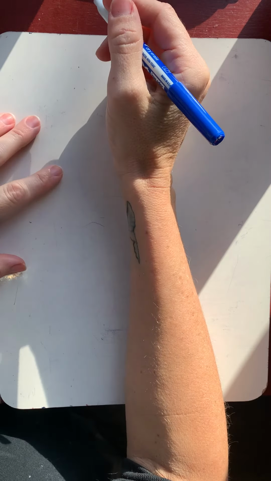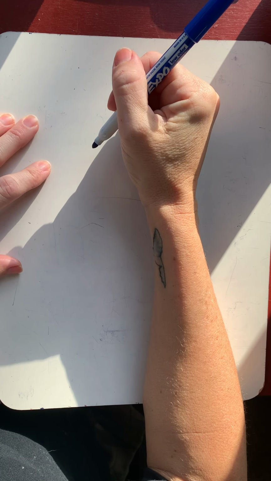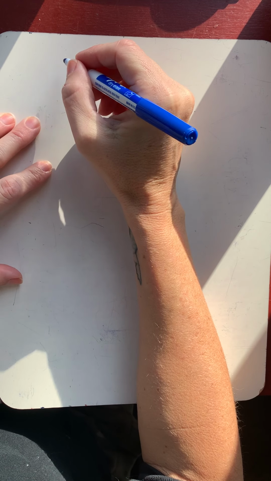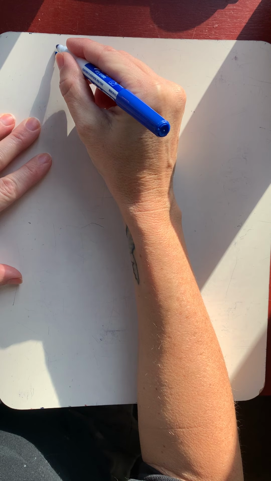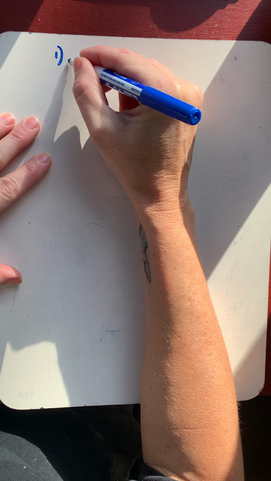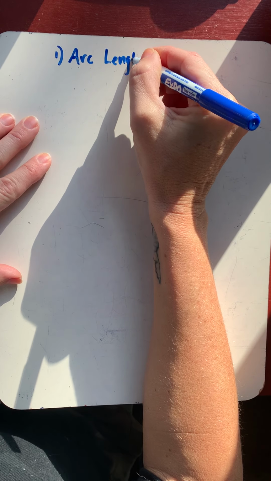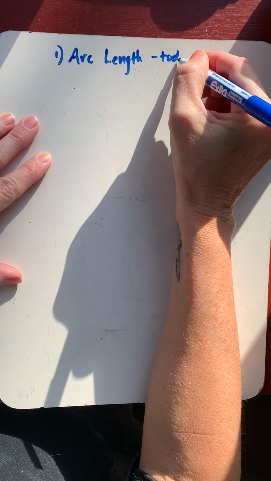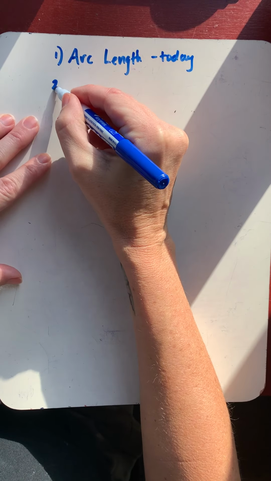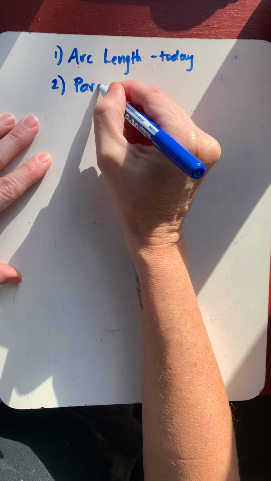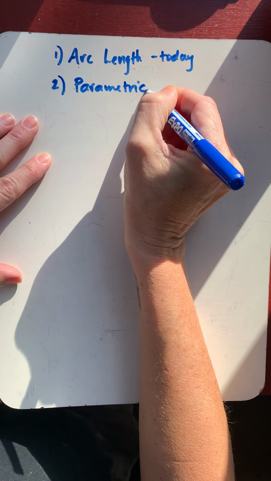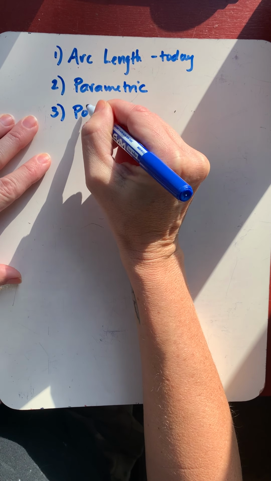So basically, here's the deal for the next little chunk of time. We have 3 things to talk about. One of them is finding the length of an arc, which is what we're going to do today. So I'll talk about that in a second. The second thing is to move on to parametric equations and the calculus behind them. And the third thing is to move into polar.